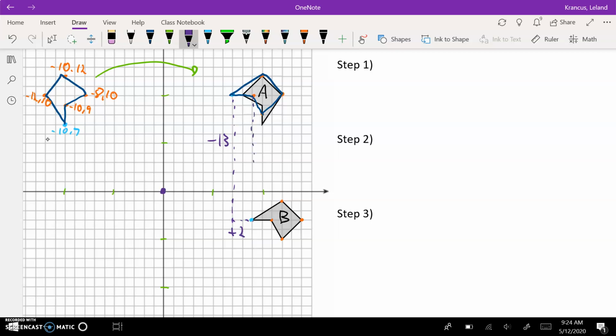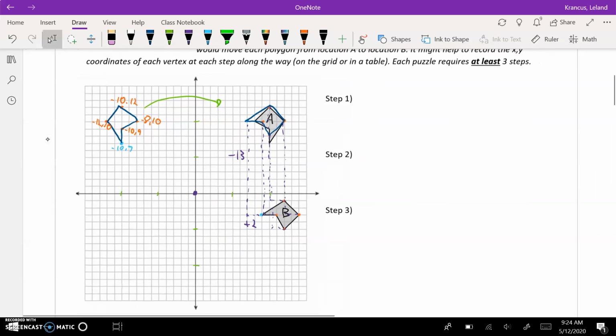So I would take this point down and over, take this point down and over, I'm going to take this point down and over, and this point down and over. And that would match up all of the points with the original shape with all of the points in the new shape. So you're going to do that with each of these.